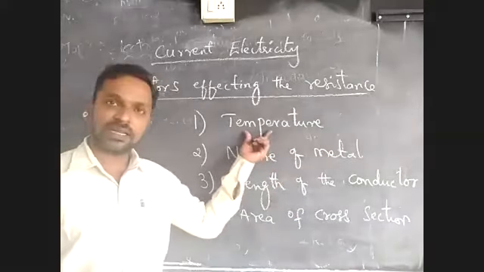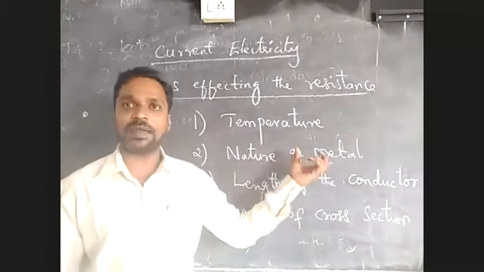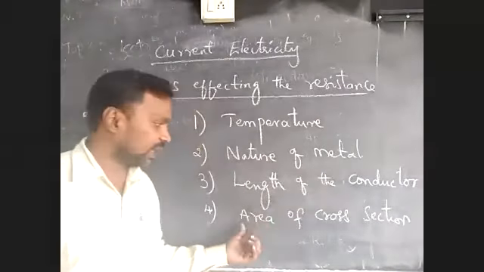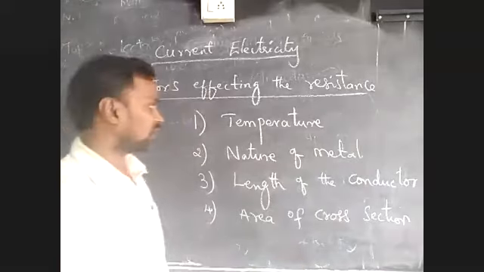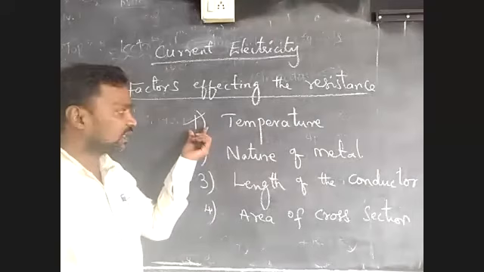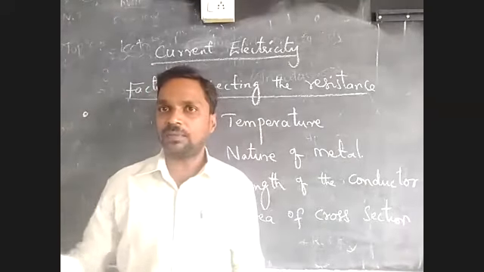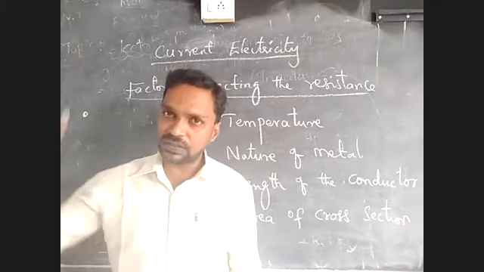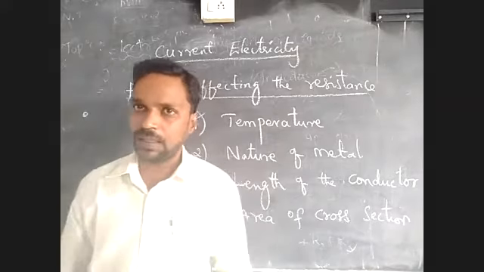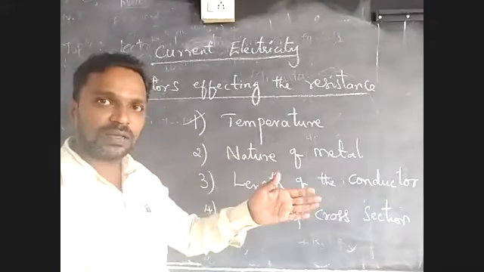So, first one temperature, second one nature of the metal or material which we are using, and next the length of the conductor and the area of cross section of the conductor. We have an activity for this in the regular IIT class. Connect a bulb. When the switch is on, the current flows through the bulb. Because of resistance, there is opposition to the flow of charges.